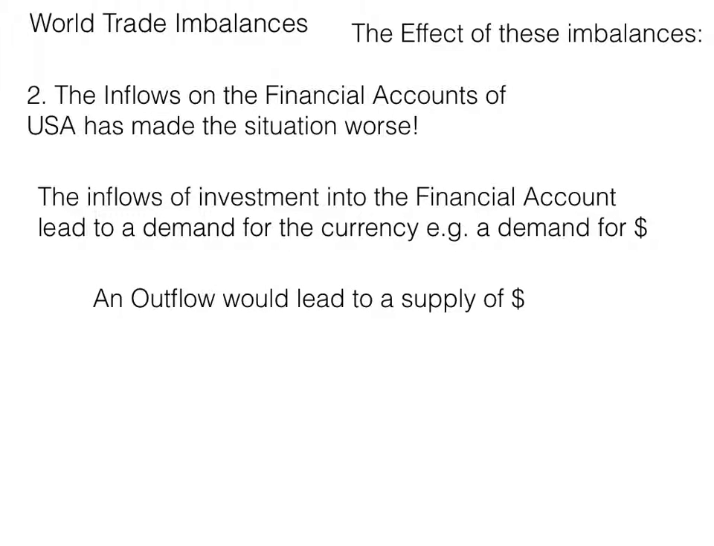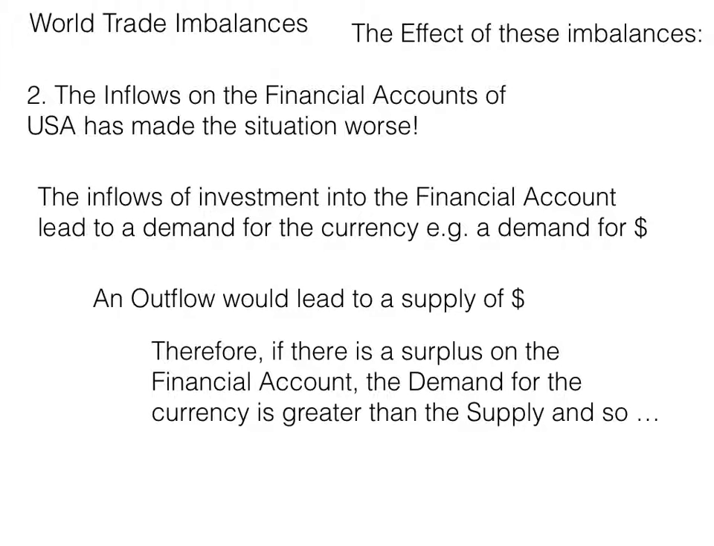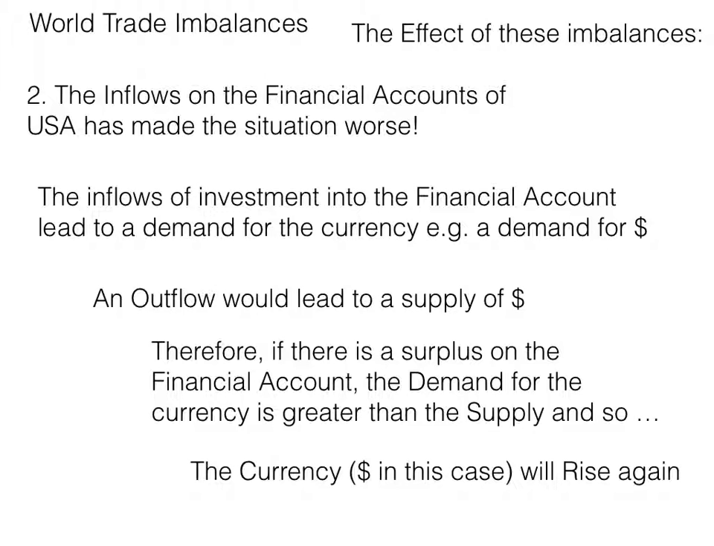An outflow, obviously, on the financial account leads to a supply of dollars. So if someone in America wanted to invest somewhere in China, then they would supply their dollars and they would therefore demand yuan. However, if there's a surplus on the financial account in America, remember, then the demand for dollars is going to be greater than the supply of dollars. That means that the currency will rise again.